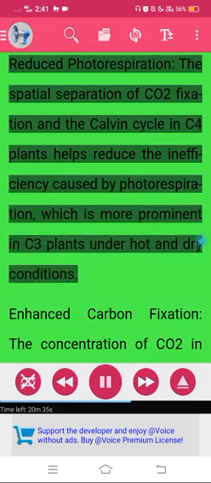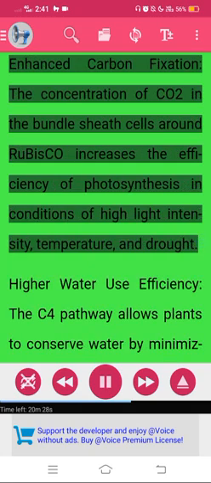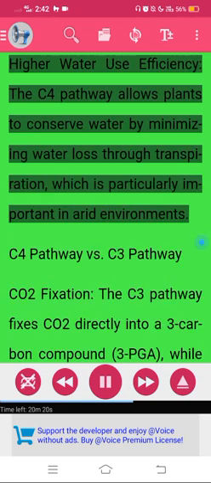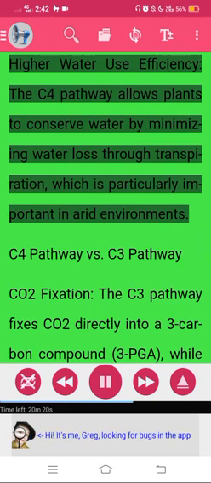Advantages of the C4 pathway. Reduced photorespiration. The spatial separation of CO2 fixation and the Calvin cycle in C4 plants helps reduce the inefficiency caused by photorespiration, which is more prominent in C3 plants under hot and dry conditions. Enhanced carbon fixation. The concentration of CO2 in the bundle sheath cells around Rubisco increases the efficiency of photosynthesis in conditions of high light intensity, temperature, and drought. Higher water use efficiency. The C4 pathway allows plants to conserve water by minimizing water loss through transpiration, which is particularly important in arid environments.